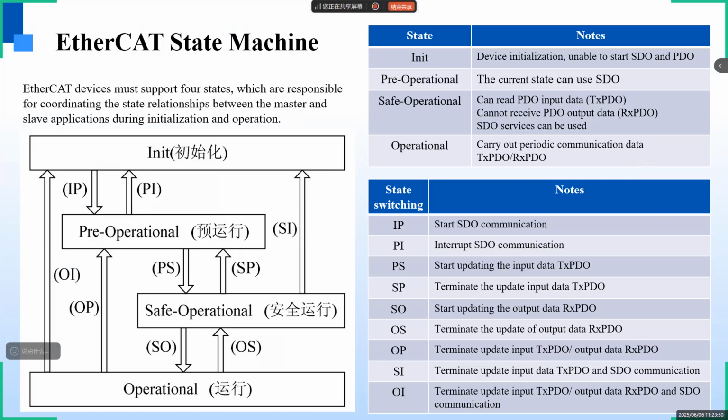Next is the EtherCAT state machine. An EtherCAT device needs to support 4 states: initialization, pre-operational, safe-operational, and operational states. The master station and substation coordinate state transitions through the state machine to ensure consistency. After entering the pre-operation state, SDO communication can be performed. After entering the operation state, periodic PDO data exchange can be performed.